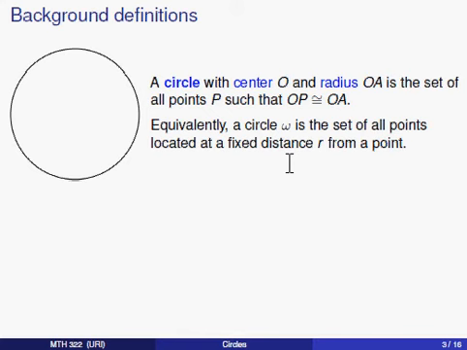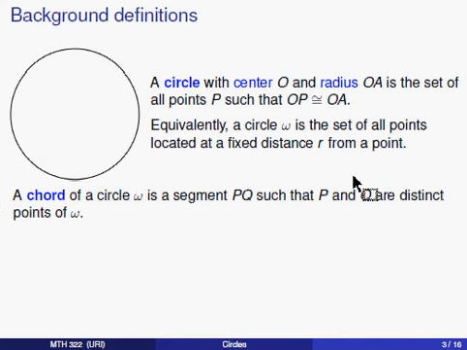Now Datta's text has an equivalent definition. Equivalently, the circle omega is defined to be the set of all points located at a fixed distance r from a point. Now we called OA the radius. It was a segment before. We can also call this real number r the radius as well. The correspondence there is that r will be the length of the segment.